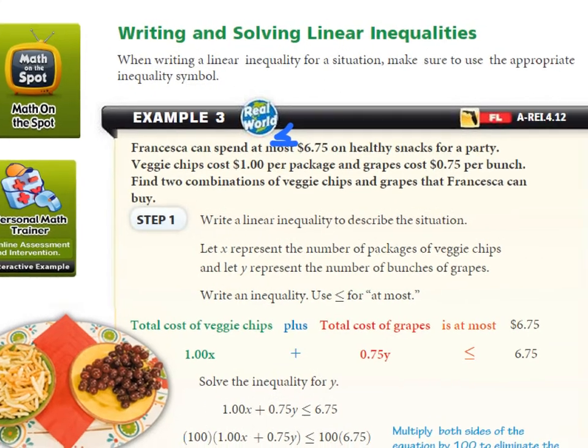And it says that veggie chips cost $1 per package, and her grapes are 75 cents per bunch. And after we've graphed it, we're going to use that graph to find two combinations that would work. Obviously, there's more than two combinations, but we're only asked for 2.